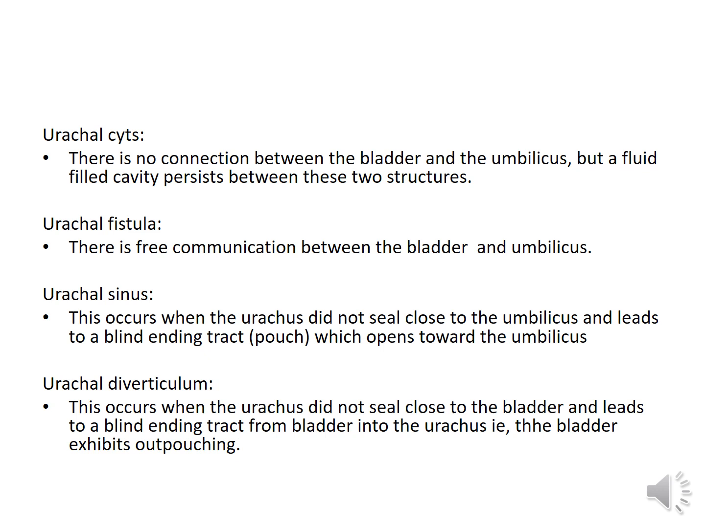There is free communication between the bladder and the umbilicus, so it is completely patent. Urachal sinus. This occurs when the urachus does not seal close to the umbilicus and leads to a blind ending tract or pouch which opens towards the umbilicus. Next we have urachal diverticulum. This occurs when the urachus did not seal close to the urinary bladder and leads to a blind ending tract from the bladder into the urachus. That is, the bladder exhibits outpouching.